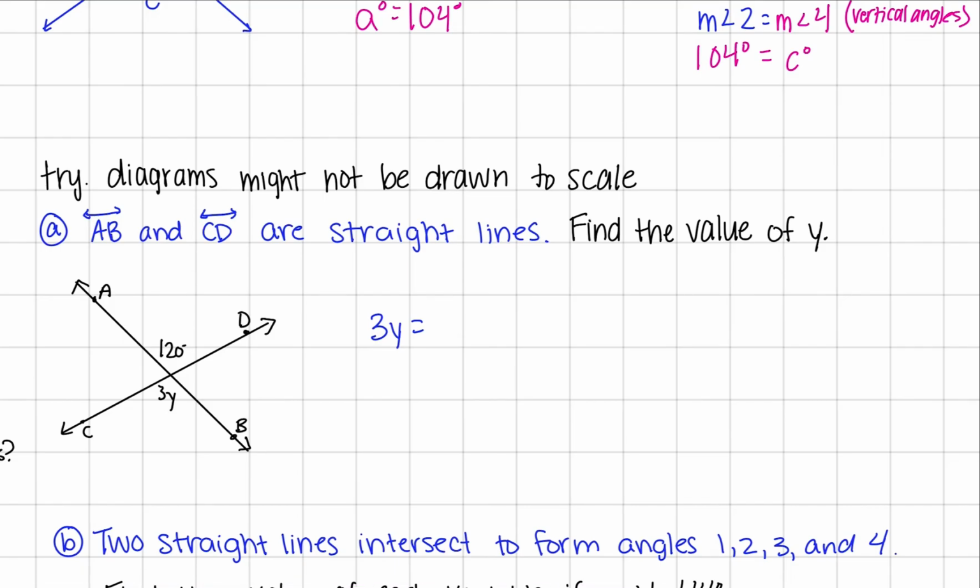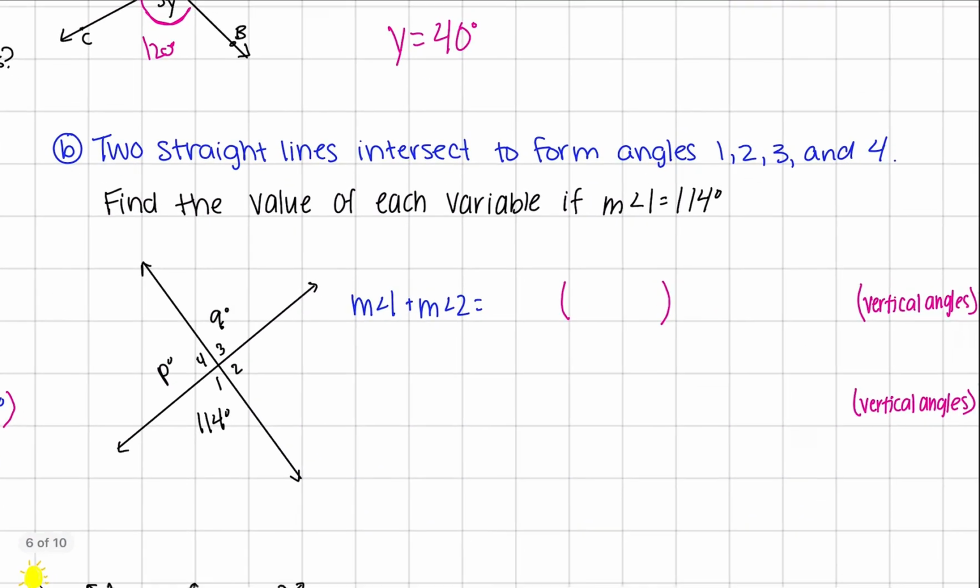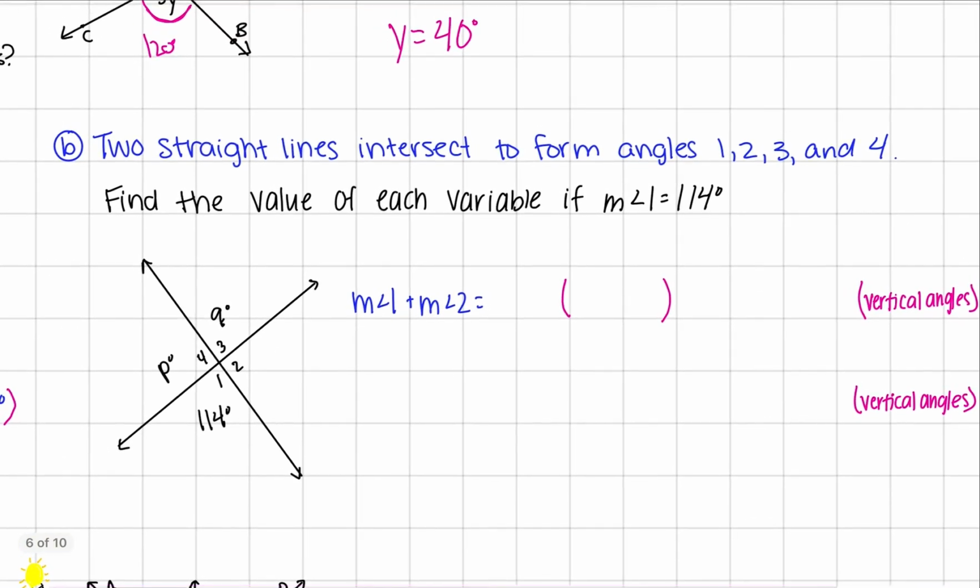Because we know vertical angles, we just learned, we know that this angle is congruent to this angle. So 3y equals 120 degrees because vertical angles. Okay, divide both sides by 3 and you get y equals 40 degrees. Found the value of y. If y is 40, then this is 120, which you found already. Okay. All right. And then B.